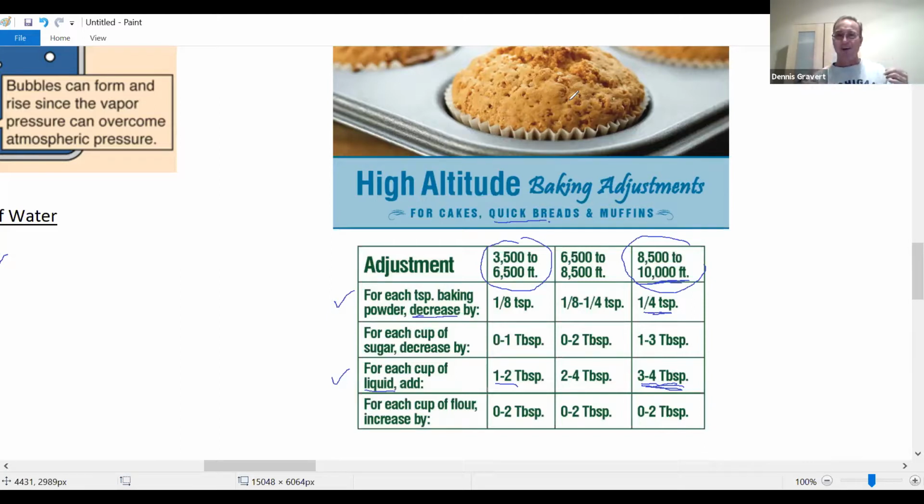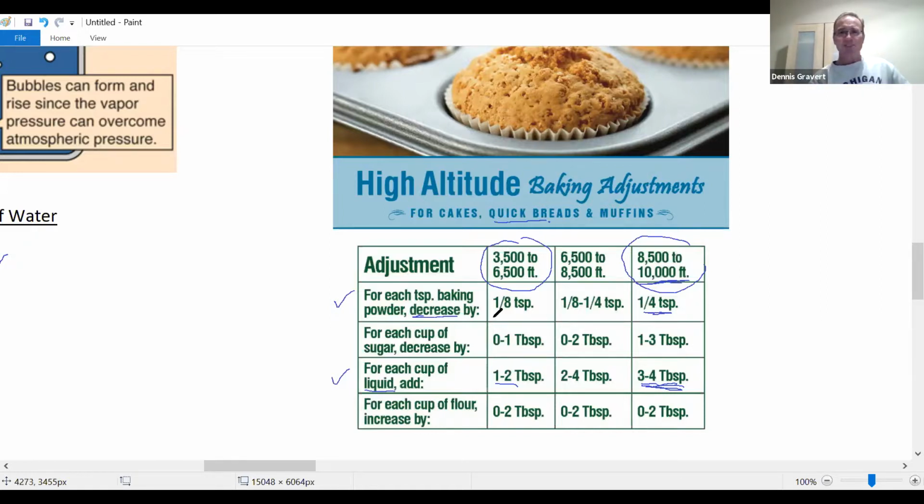Well, at higher elevations, there's less pressure. So the gas that's created within the dough is going to be able to expand higher, expand more, because there's less pressure resisting that expansion. So unless you want the muffin expanding clean out of the container, if you don't want it too airy, you need to decrease the amount of baking powder so that the muffin's the same size at high elevation as if it was at sea level.